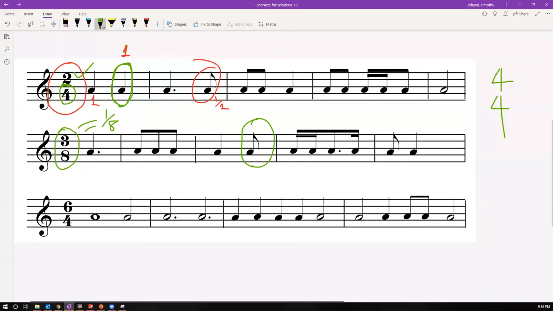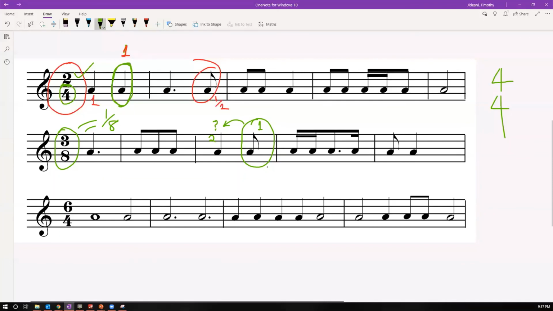Okay, so good exercise here. If this is 1 beat, how many beats would this have? It will have 2 beats. Perfect. It will have 2 beats.